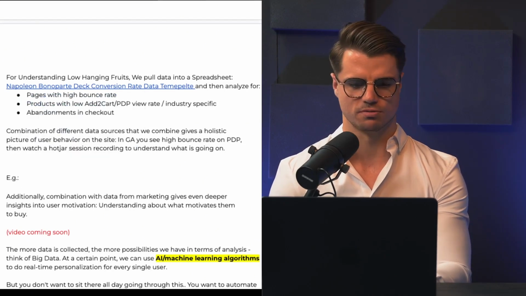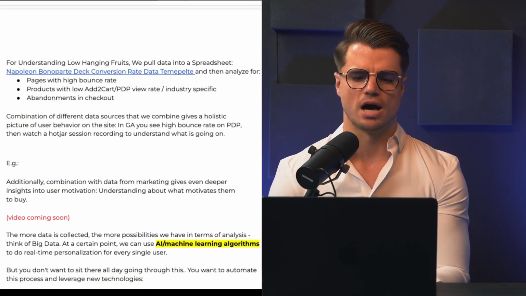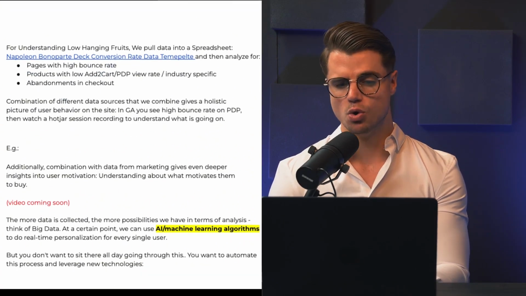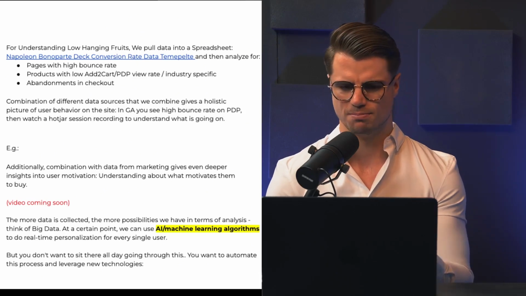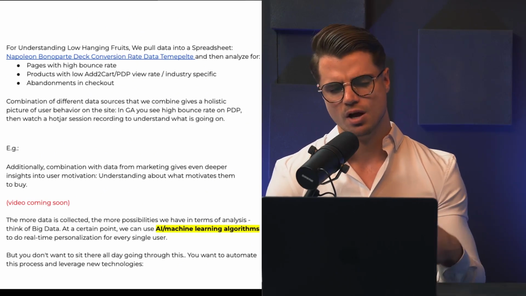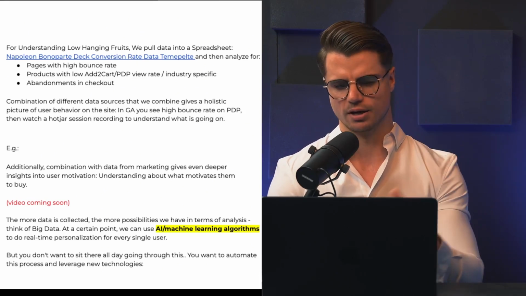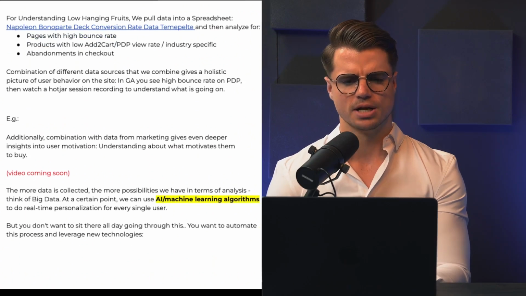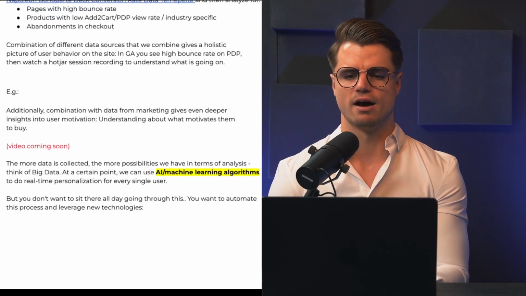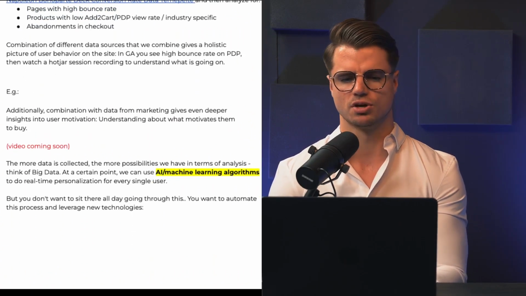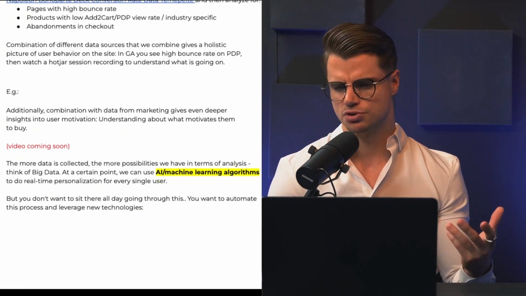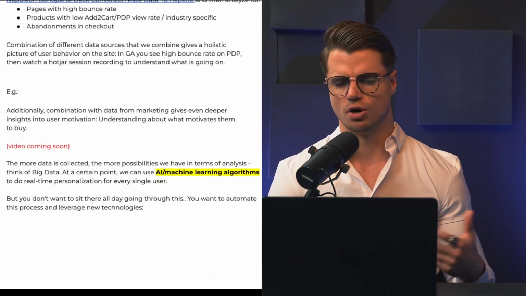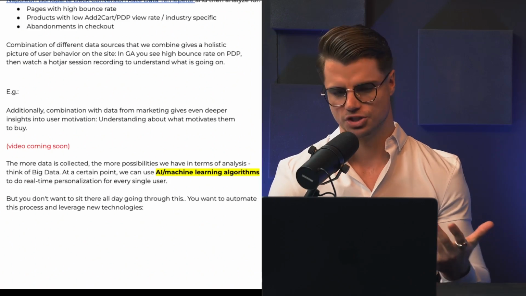Again, you can just request specific things which you want to see. So pages with a high bounce rate, products with low add to cart or PDP view rate. That's industry specific. Obviously, PDP is an e-com term, but for tech, similar thinking goes into tech. So a combination of different data sources that we have combined gives us a holistic picture of the user behavior on the site. In the GA, you see a high bounce rate on the PDP, then you watch the Hotjar session recording to understand what is actually going on.